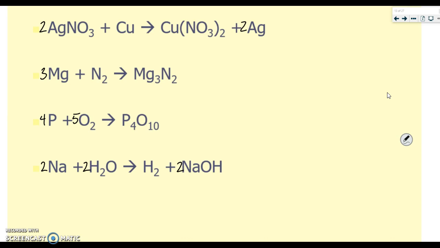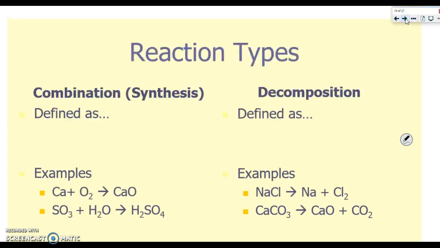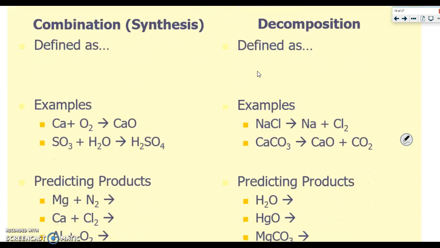We are now going to move on and discuss different reaction types that exist. The first type of reaction that we're going to discuss is called combination or synthesis. It's defined as exactly what it says. You're ending up going from 2 things to 1, or maybe 3 things to 2. So it's when 2 elements or compounds become 1. So 2 to 1.